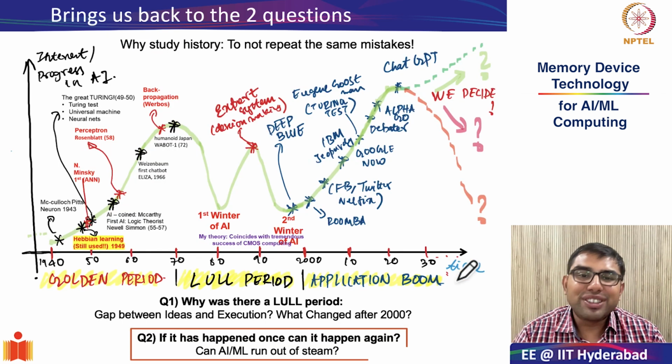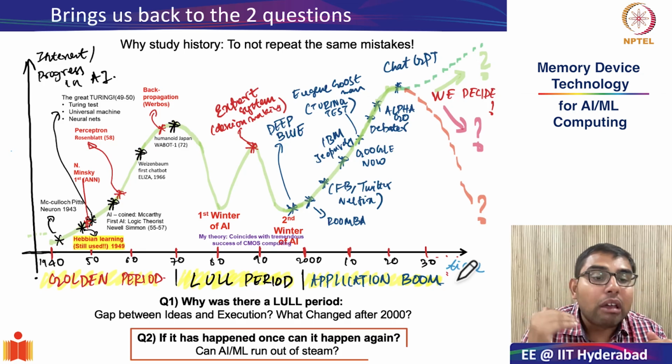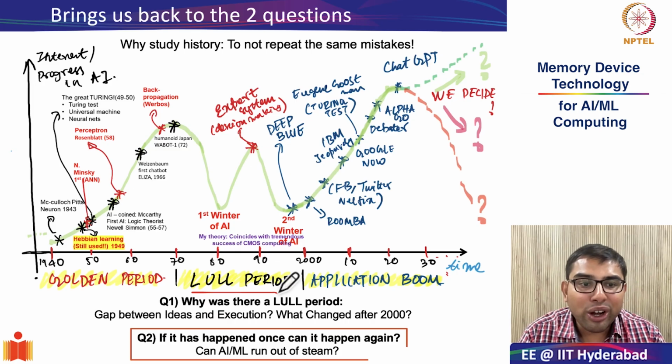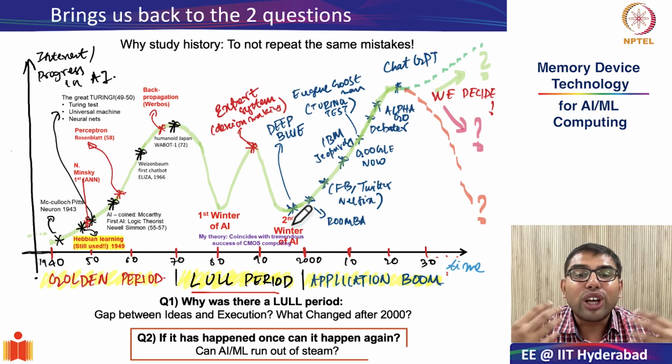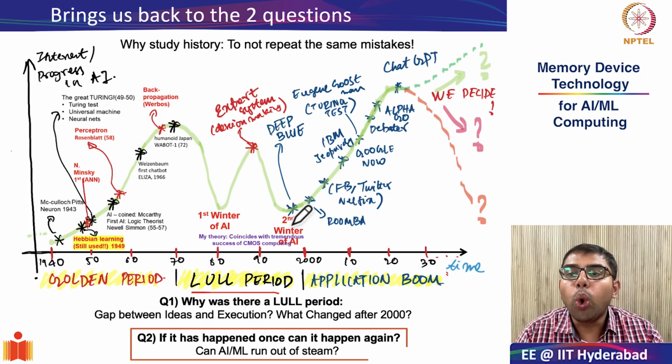So after we have done that, we can come back to the second question. Remember, the first question was, why was there an AI winter, or a lull period, between the development of the AI ML algorithm ideas and their practical application? And we saw that was purely due to the computation power that was available.